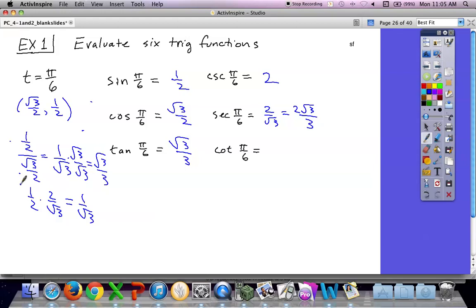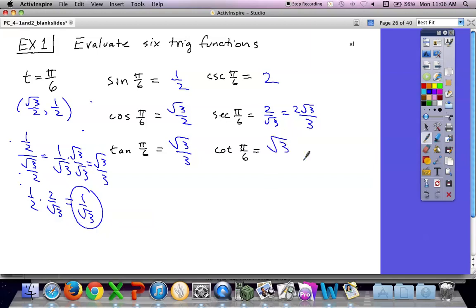And then the cotangent is 1 over the tangent. But, you know, we got this form by rationalizing the denominator on this. How about if you just flip this? It's the square root of 3.